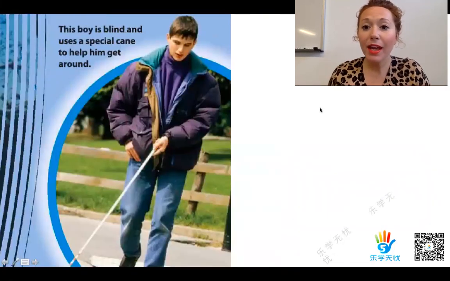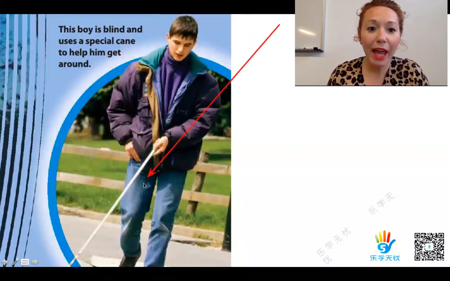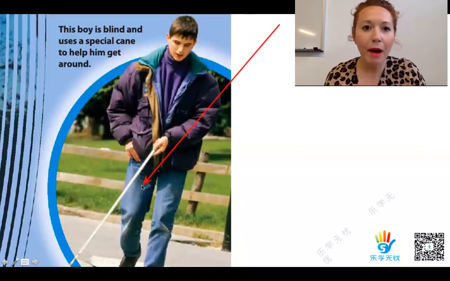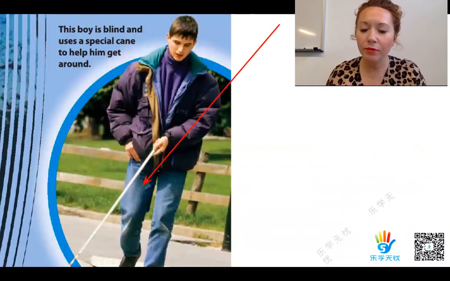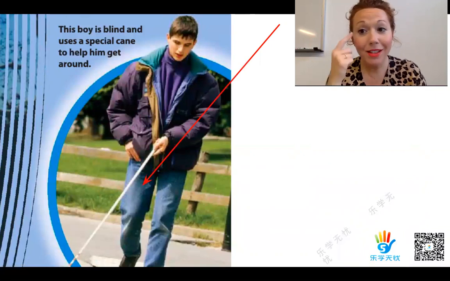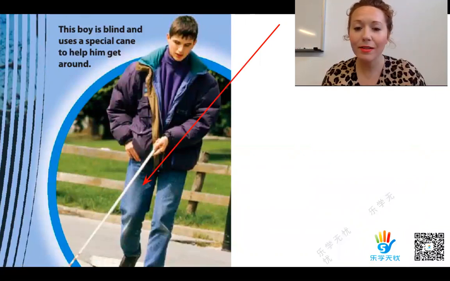So this boy is blind and he uses a special cane to help him get around. Now, what does it mean if someone is blind? They cannot see, they cannot use their eyes.